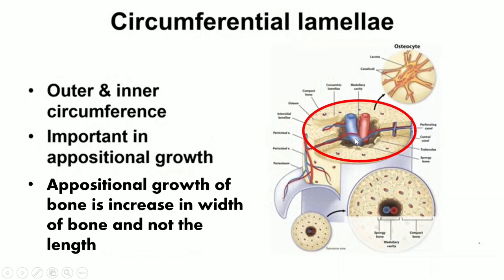This circumferential lamellae is important for appositional growth. So what is appositional growth? It's growth of the bone, an increase in width but not in length. So bones are going to grow in width and not in length. That is what appositional growth is, and it takes place with the circumferential lamellae.